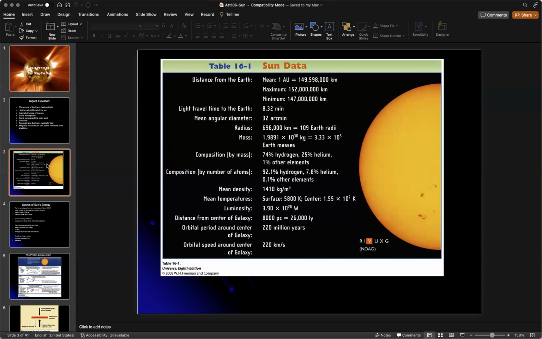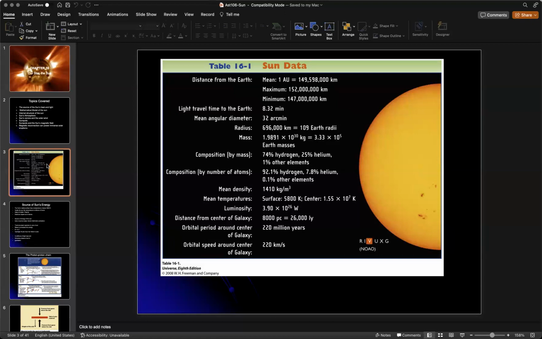The radius of the sun is equal to 109 Earth radii. The mass of the sun is 3.33 times 10 to the 5 Earth masses. Composition: it's mostly hydrogen, some helium. By mass, the percentage of helium is more because helium is 4 times as heavy as hydrogen. By number of atoms, sun is made up of 92% hydrogen and 7.8% helium.